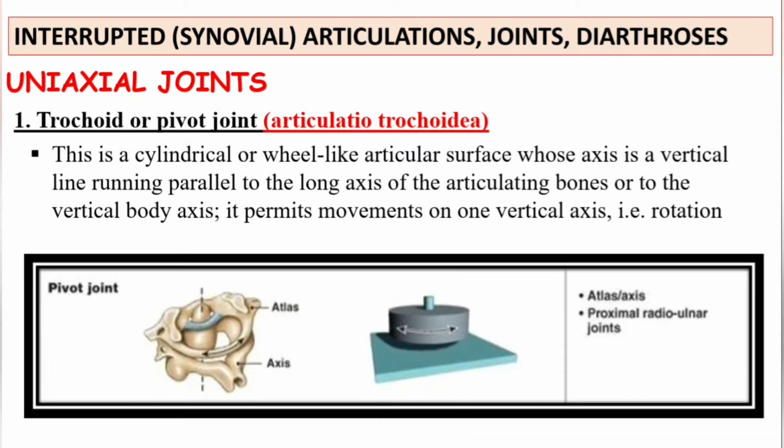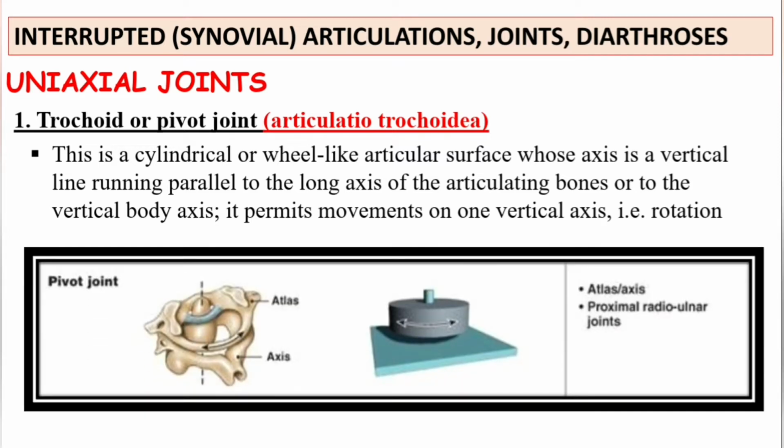This is just a model, an example, so you can see the kind of movement is rotation. We have two examples here: the atlantoaxial joint and the proximal radioulnar joint. We need to discuss this trochoid joint more because there are two kinds.